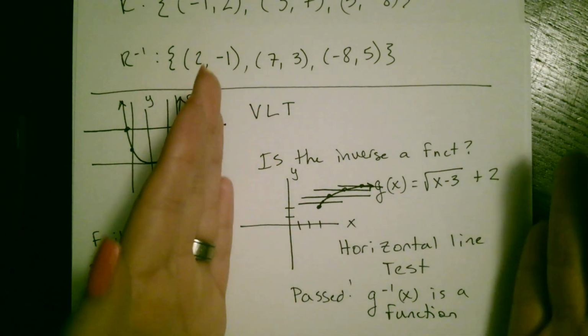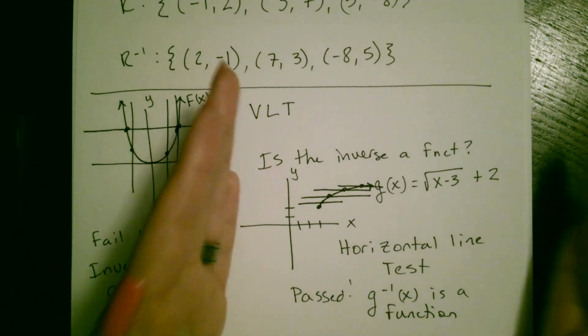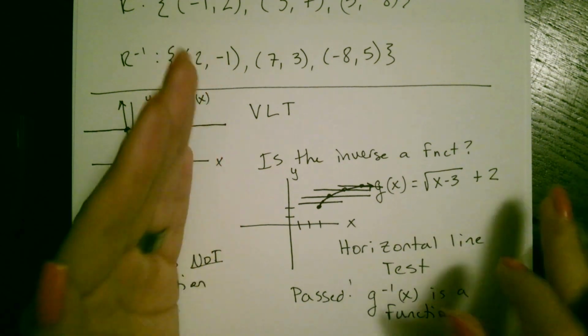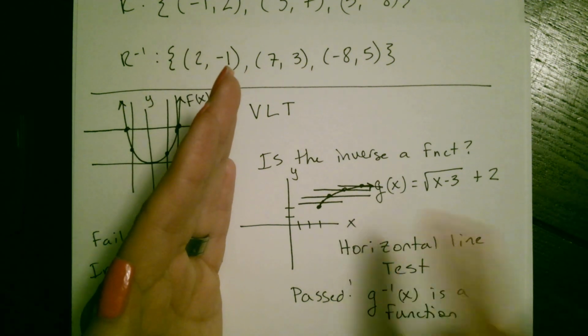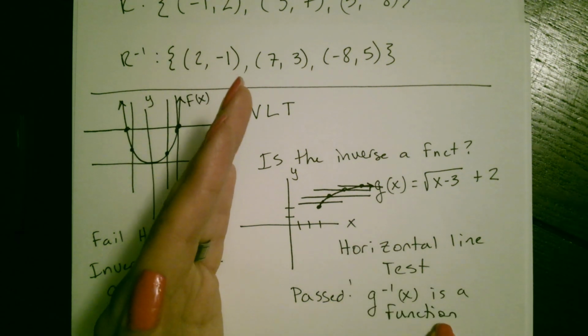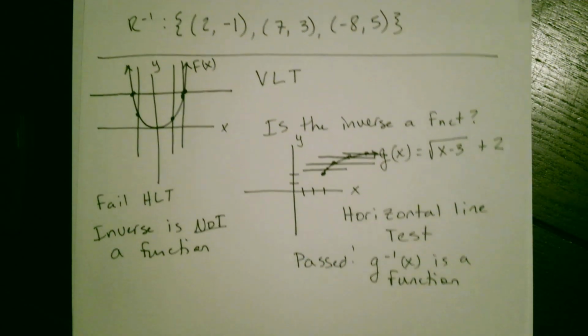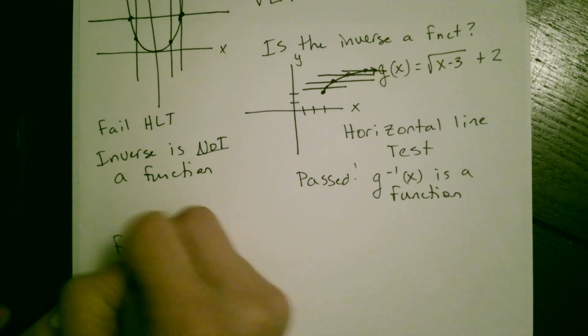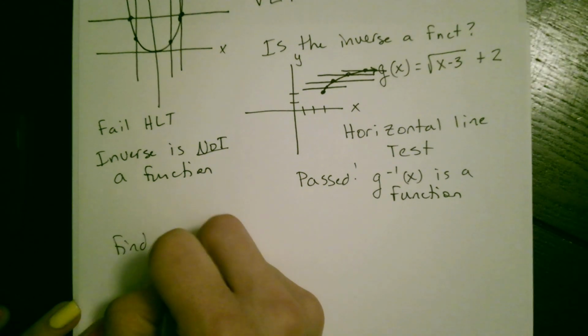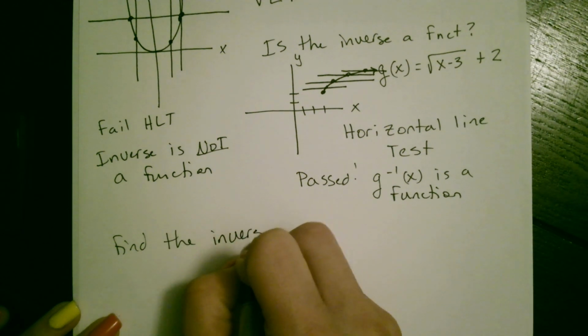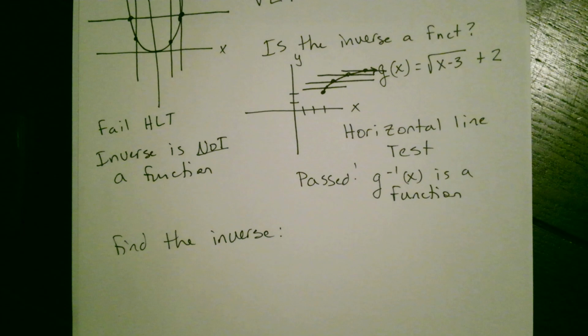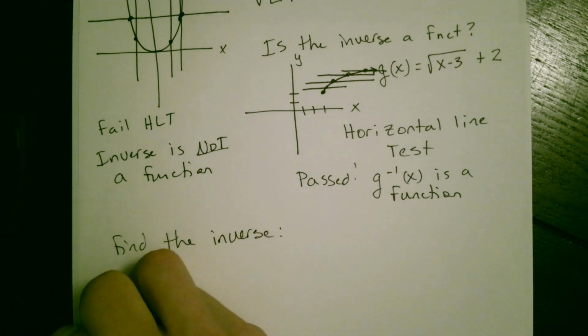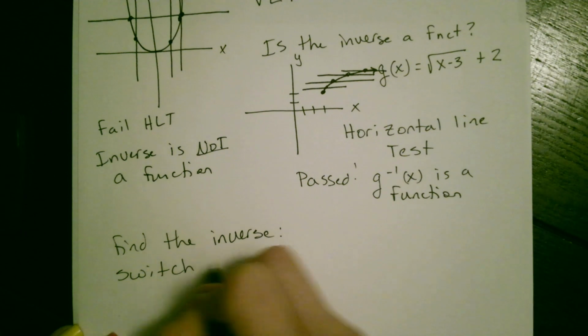All right, jumping back to our g of x example, we sketched the graph of g of x, we performed the horizontal line test, and it passed, so we know that the inverse of g of x is in fact a function. So what actually is g inverse of x? Let's actually find the equation of the inverse. There's a couple of methods to finding the inverse. The one that we're going to focus on is the switch and solve or swap and solve method. I call it the switch and solve. You can call it whatever you want to call it.